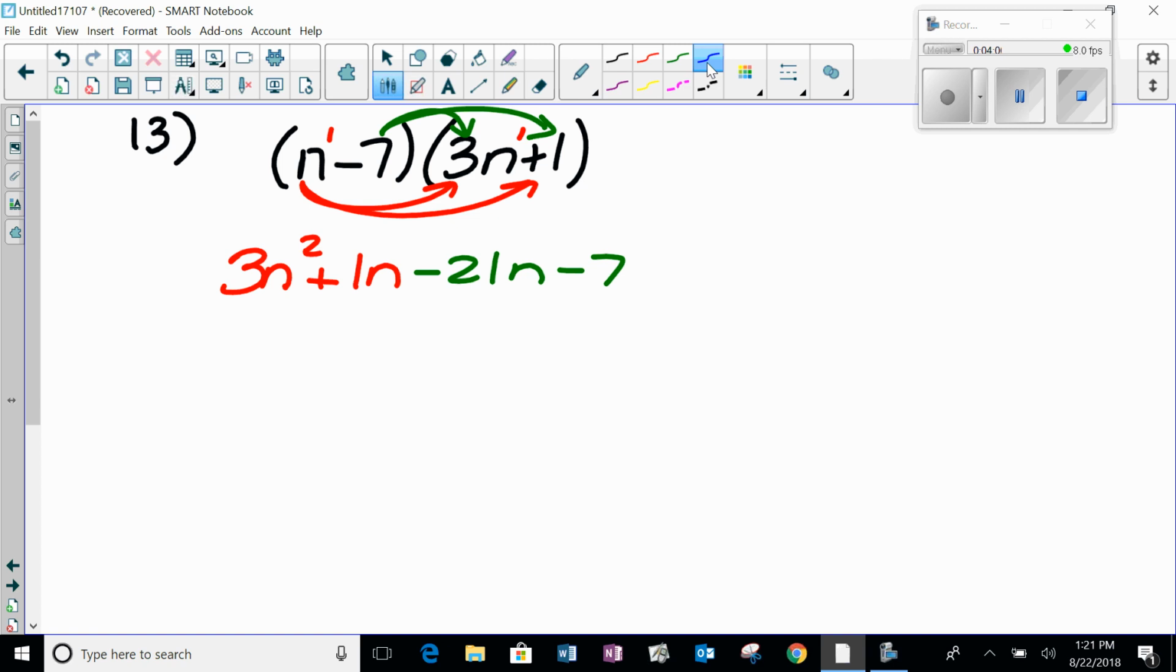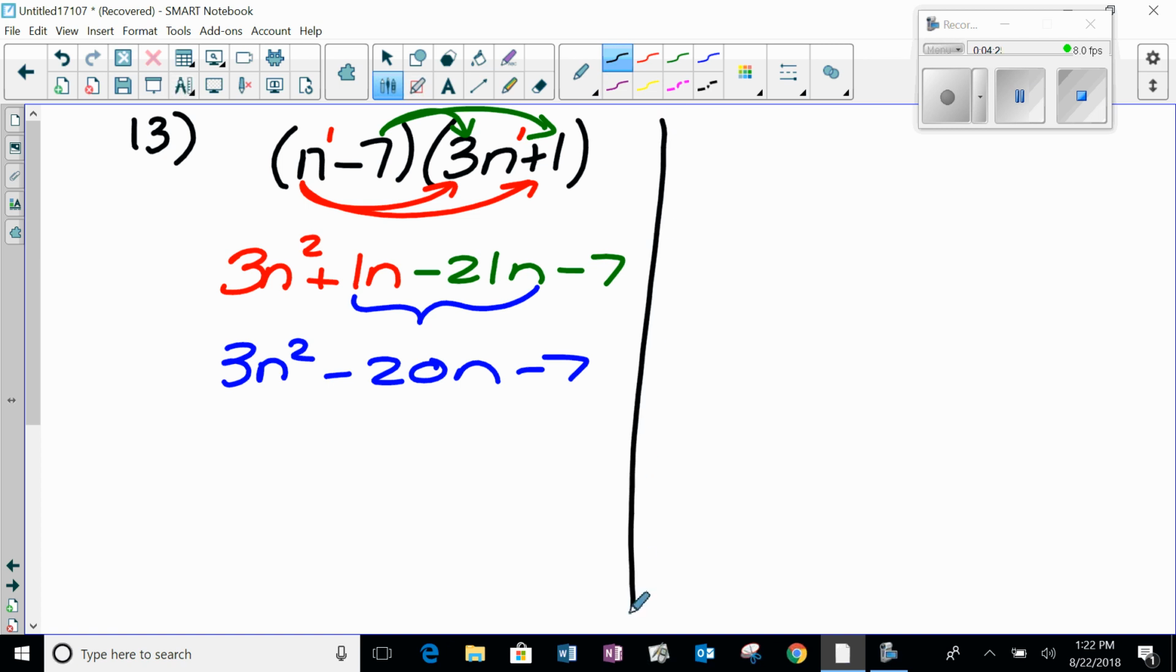The final step is looking to see that you have combined like terms. So these middle terms usually are the ones you're going to combine. Okay, so we're going to leave our 3n squared. We have 1n minus 21n is a negative 20n, and bring down your negative 7. That's your final answer.